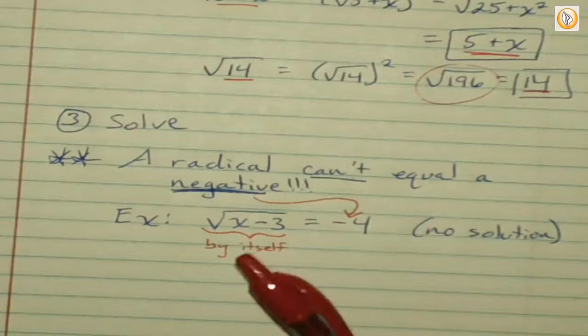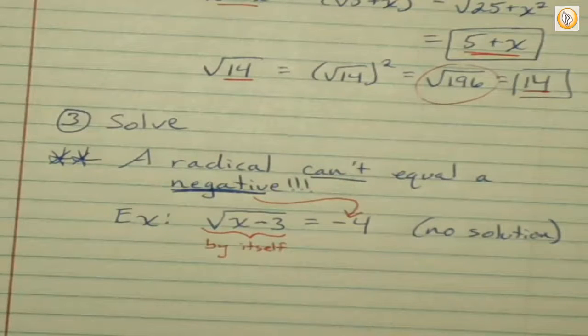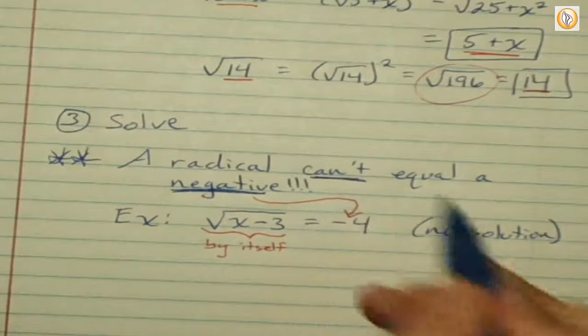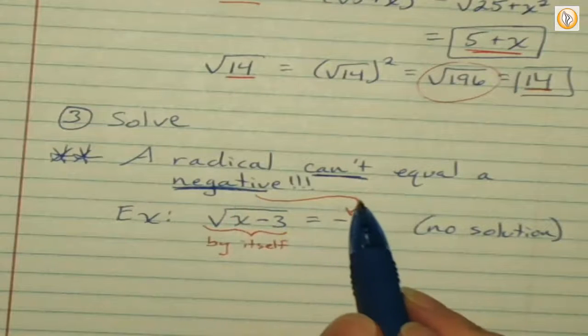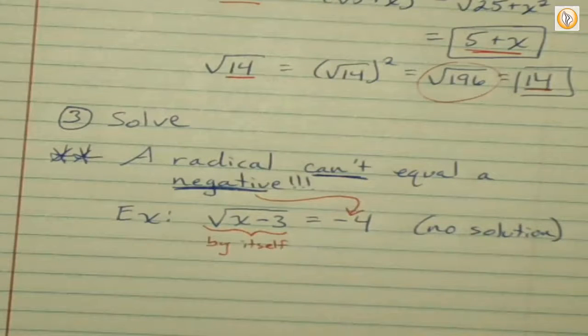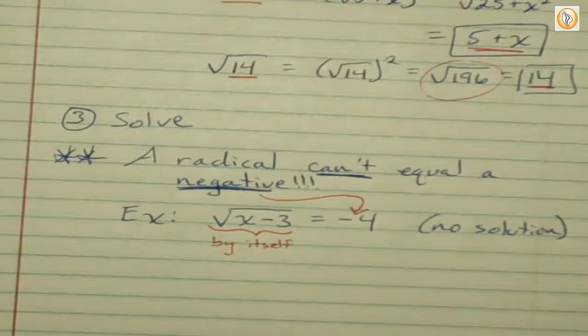A radical can't equal a negative. It's like any radical. Yes, it says a radical. It didn't say some radicals. It says a radical can't equal a negative, so it applies to all radicals. Okay, y'all ready for some examples? Yes. All right, first one.